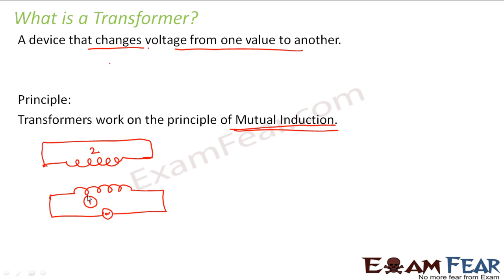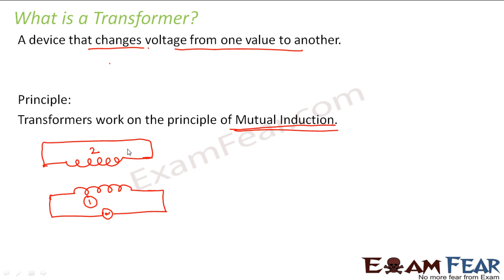Since the current keeps changing alternately, because of the change in current, there will be a change in magnetic flux, and this change in magnetic flux will be experienced by the coil 2. So because of the change in magnetic flux in coil 2, there will be an induced EMF in coil 2, and that induced EMF will result in an induced current in coil 2. So that was the concept of mutual induction, right? So you will see that on the basis of this concept of mutual induction, the transformer also works. So we will see that in detail in the next few slides.